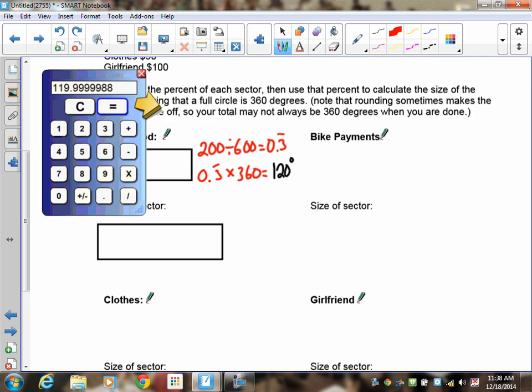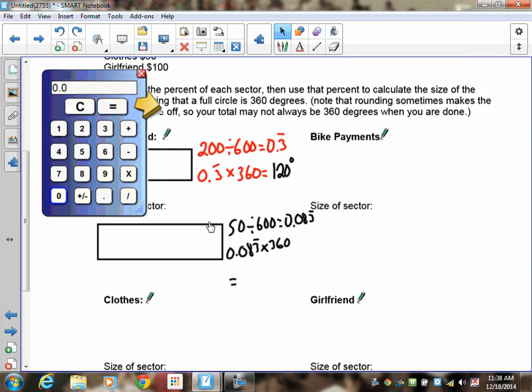We're going to do the same thing for his clothes. His clothes are $50. So 50 bucks divided by 600, when I turn that into a decimal, is 0.083 repeating. And then I'm going to multiply that by 360. On my calculator, 0.083. Now the 3 repeats, so fill your calculator. Multiply that by 360. That means the angle is going to be 29.99999, so it's basically 30 degrees. So for his clothes, we need the sector to be 30 degrees.